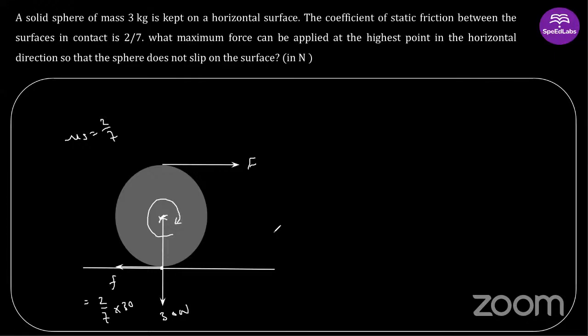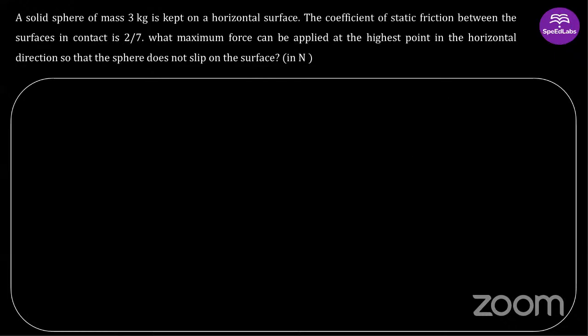One second again. A solid sphere of mass 3 kg is kept on a horizontal surface. The coefficient of static friction between the surface and the contact is this. What maximum force can be applied at the highest point in the horizontal direction so that the sphere does not slip on the surface? And if friction is acting in this direction, then overall it will try to slip. I think the answer should be 0. One second, let me check.